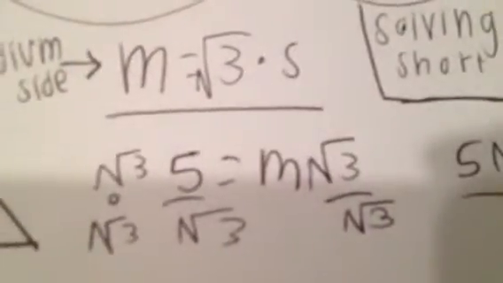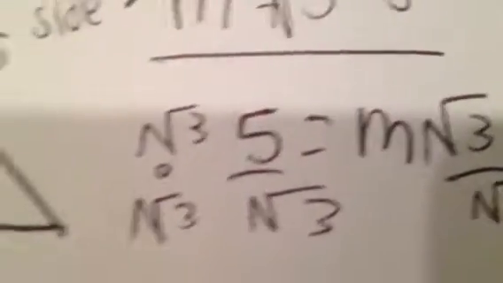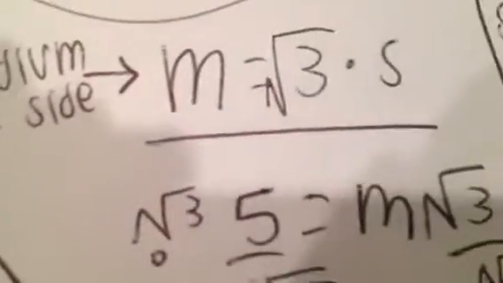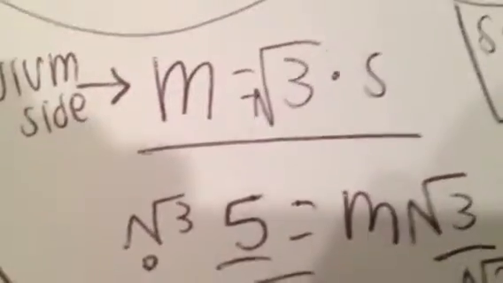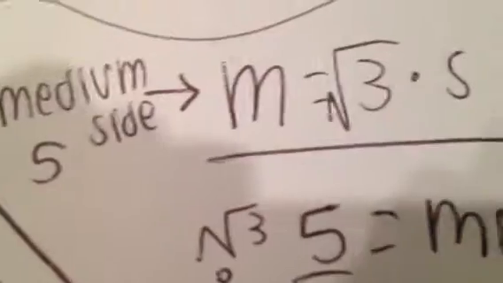Then we would divide by square root of 3, divide by square root of 3, and you can never have a square root on the bottom of a fraction, ever. So you're going to multiply by square root of 3 on the bottom and multiply by square root of 3 on the top. So when you multiply 5 and square root of 3, that's going to be 5 times square root of 3, since you don't do 5 times square root of 3, which is square root of 15. Don't do that. It's 5 square root of 3 over 3.